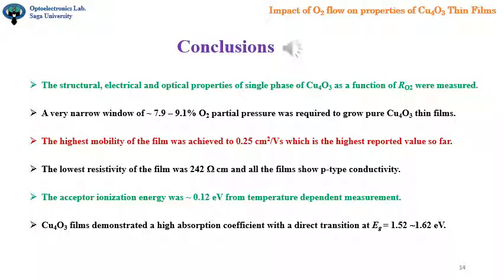Cu4O3 films demonstrated a high absorption coefficient with a direct transition at 1.52 to 1.62 electron volt. These outcomes show that Cu4O3 is a promising material for photovoltaic and optoelectronic devices.